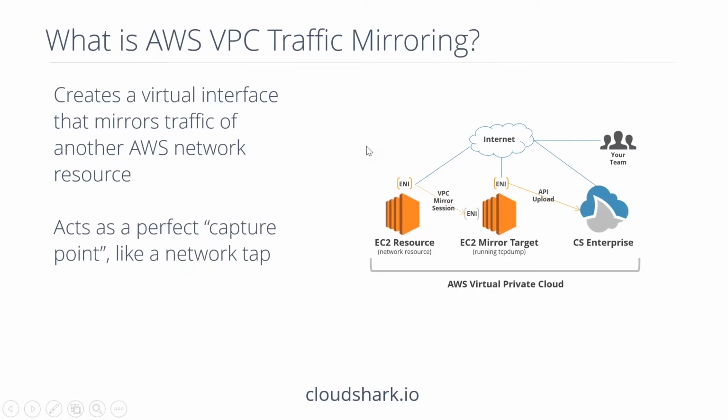So what is AWS VPC traffic mirroring? What it really does is allow you to create a virtual network interface that mirrors the traffic of another AWS network resource. So if you are hosting some type of server on AWS, but you want to be able to analyze the traffic that's going to and from one of the network interfaces on that resource, you can create a virtual interface on another resource that will mirror the traffic to a system that's built for doing packet captures on that traffic. So this acts as kind of a perfect capture point, just like a network tap.